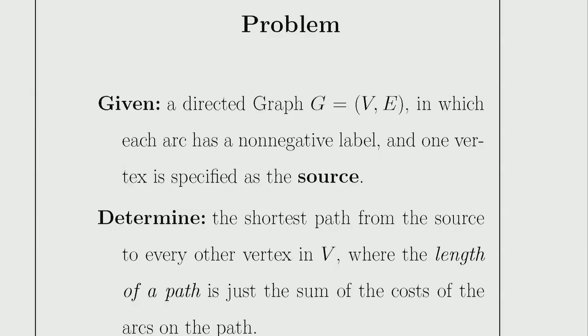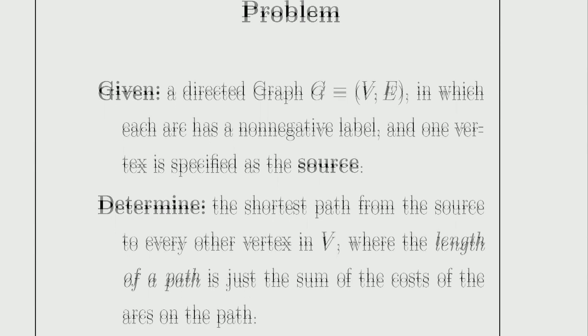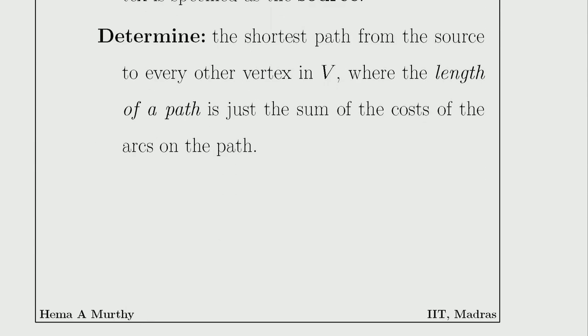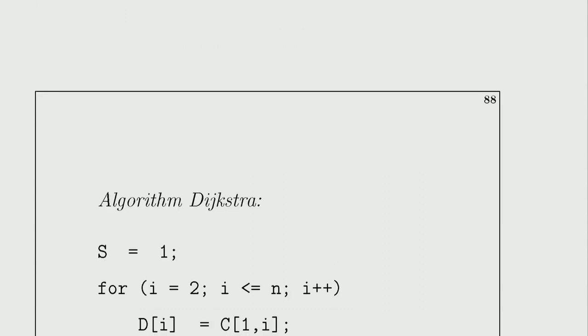So, you have non-negative edges and there is one vertex which is the source. Here we are assuming that A is your source. Then what we want to find is, from the source node A to every other vertex B, the shortest path, and the length of the path is simply defined by the sum of the costs of the arcs on the path. So, how do we go about solving this problem?